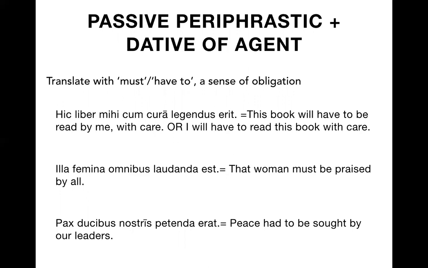Last example, pax, that's the subject. Let's just pretend this is est and not erat. "Must be sought," and then it's like, must be sought by who? By our leaders. And our leaders there would be not an ablative agent, even though it's identical to an ablative agent, but technically a dative agent.